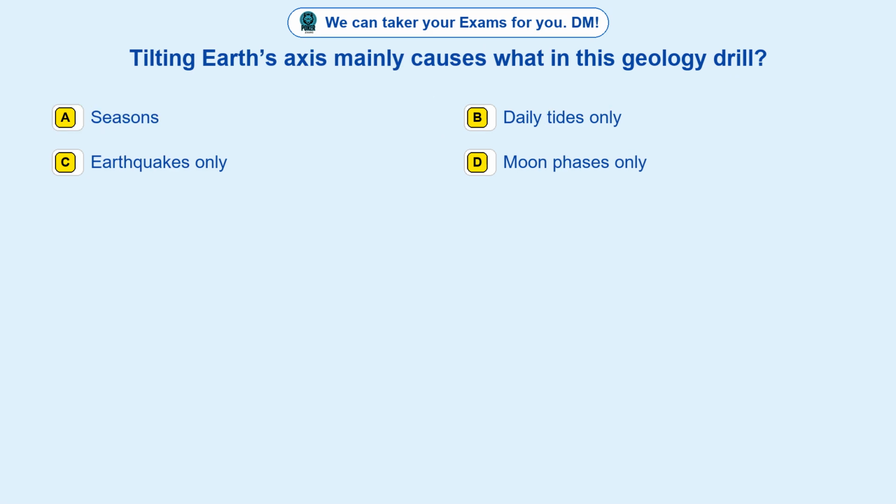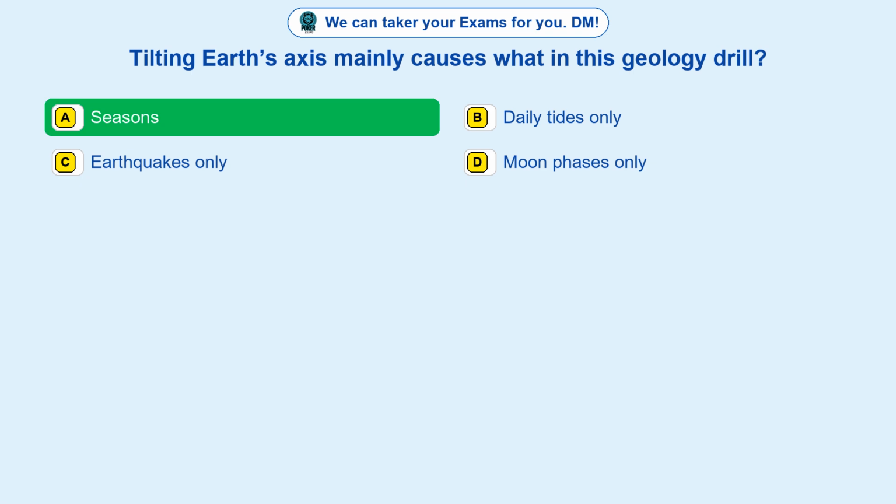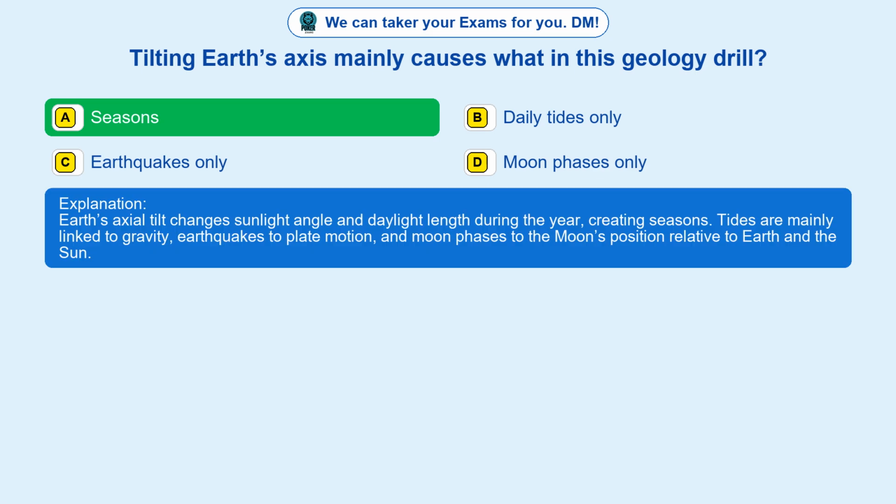Question 89. Tilting Earth's axis mainly causes what in this geology drill? Option A, seasons. Option B, daily tides only. Option C, earthquakes only. Option D, moon phases only. The correct answer is option A. Seasons. Earth's axial tilt changes sunlight angle and daylight length during the year, creating seasons. Tides are mainly linked to gravity, earthquakes to plate motion, and moon phases to the moon's position relative to Earth and the Sun.